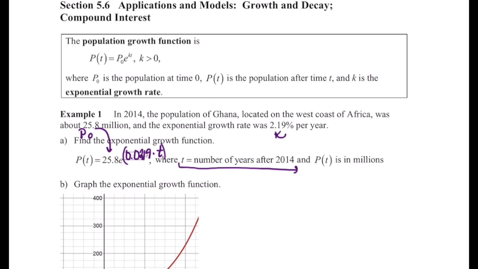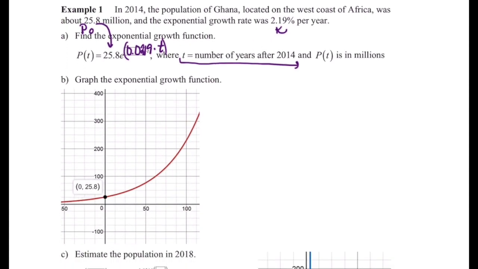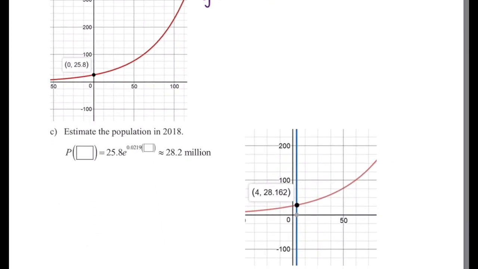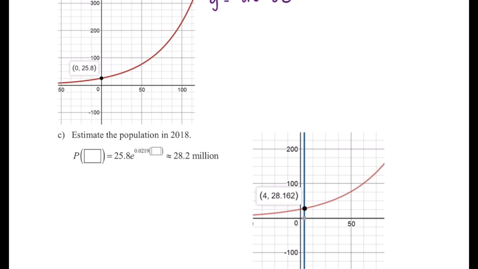We are able to graph the growth function by looking at Desmos. So I graphed the function y is equal to 25.8 e to the power of 0.0219 and then x in this particular instance. And then we're able to do a couple things. We're able to estimate the population in 2018. Well, 2018 is 4 years after 2014, so we're going to evaluate this function at 4. When we do that, we get approximately 28.2 million.